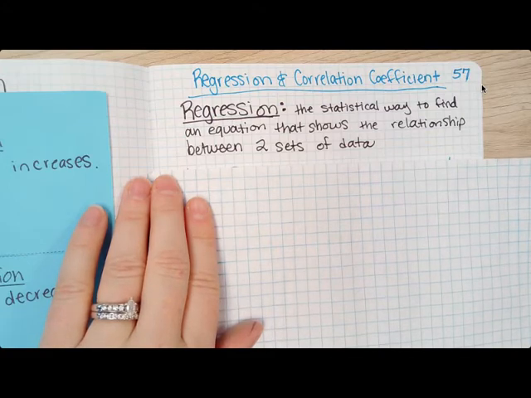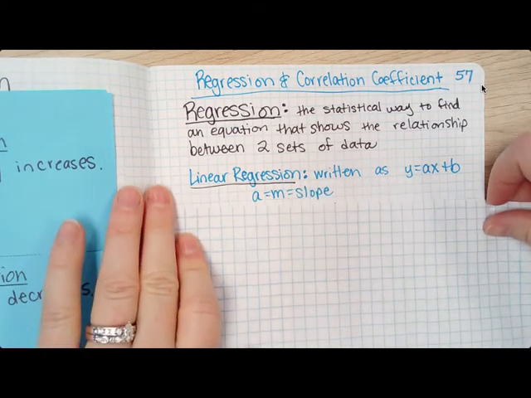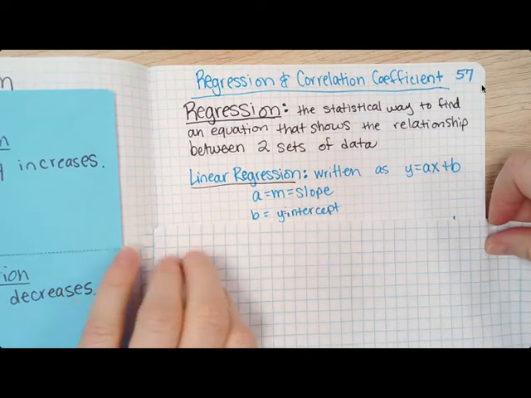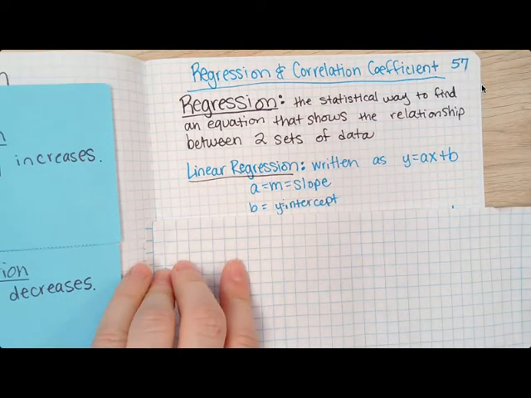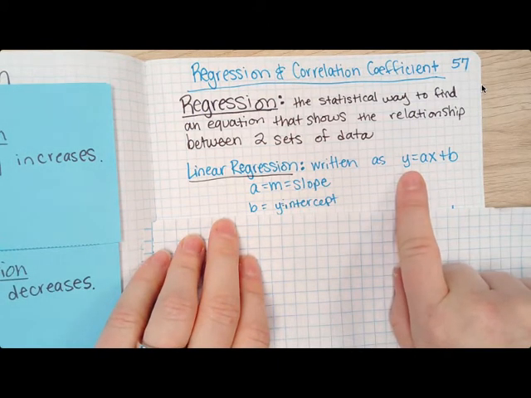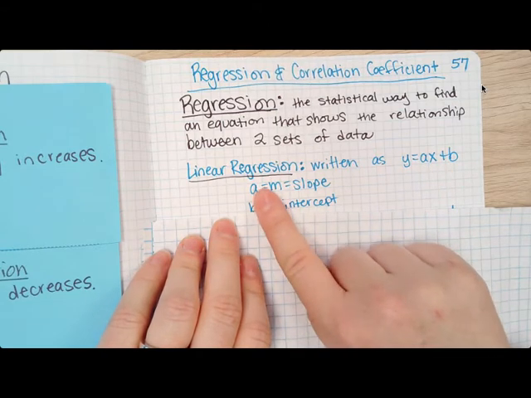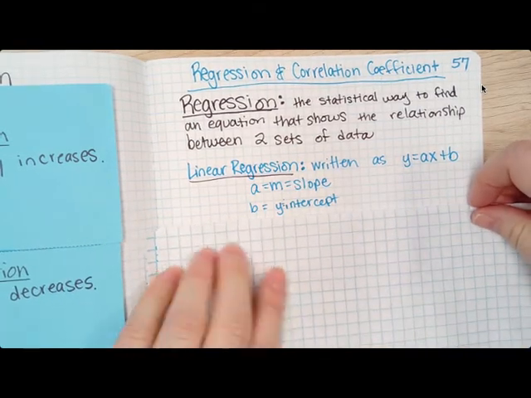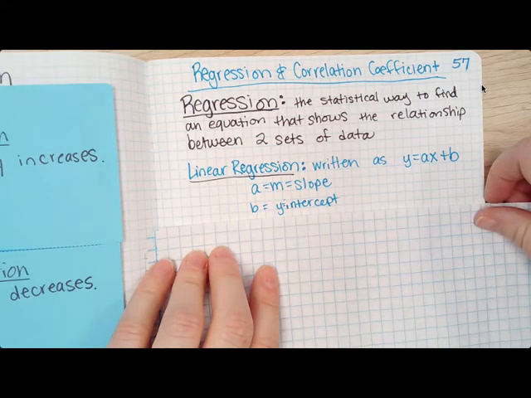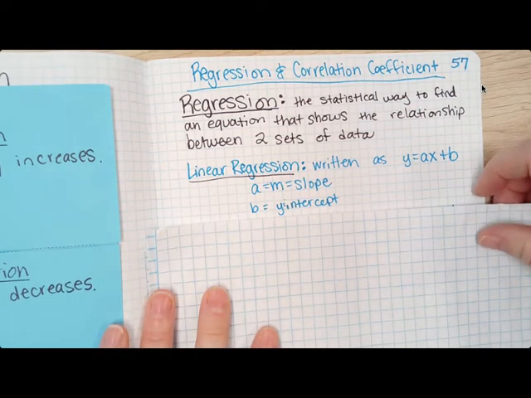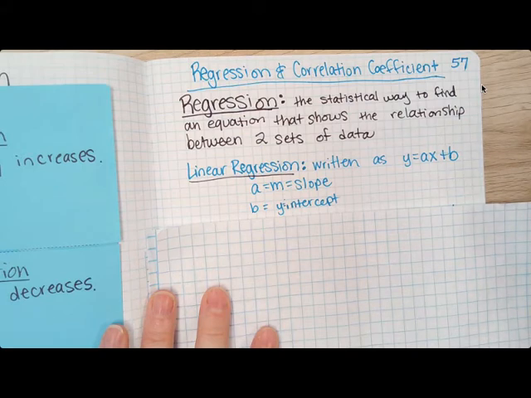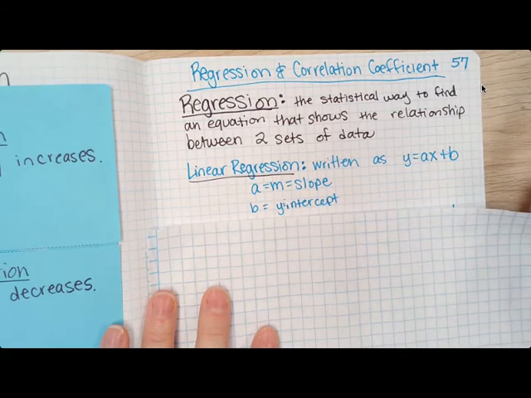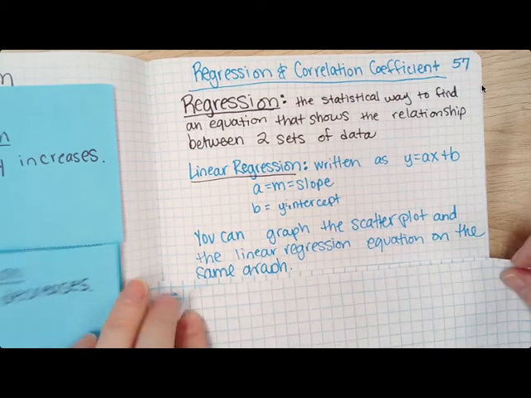Linear regression will be written as y equals ax plus b. Normally, whenever we write a linear equation, it's mx plus b. But whenever we use the calculator, it's going to use y equals ax plus b. So a really just means m, the slope. And b, of course, is our y-intercept still. And then you can graph the scatter plot and the linear regression equation on the same graph.